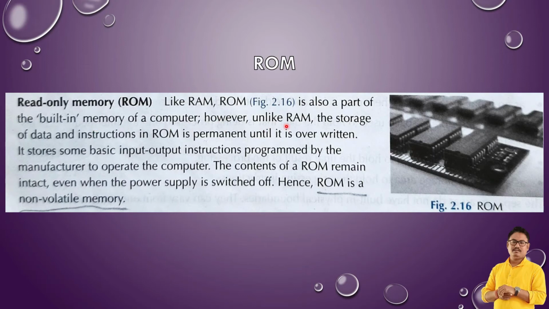However, unlike RAM, the storage of data and instruction in ROM is permanent until it is overwritten. It stores some basic instructions programmed by the manufacturer to operate the computer. The contents of a ROM remain intact even when the power supply is switched off. Hence, ROM is a non-volatile memory.